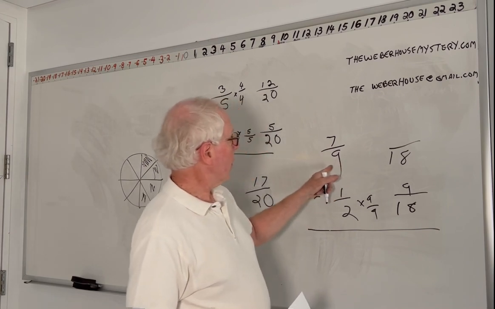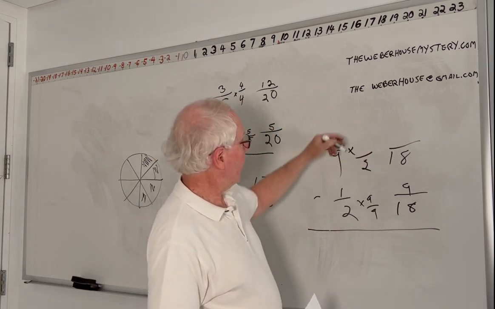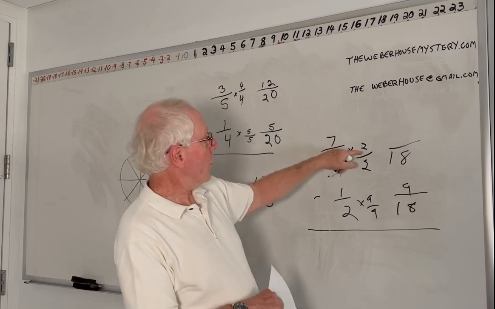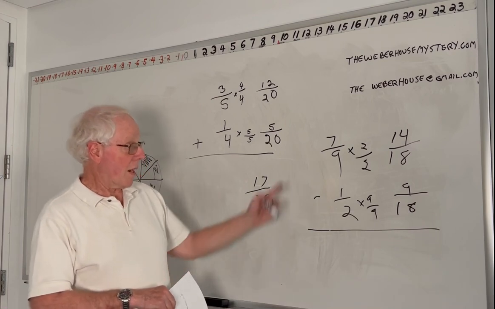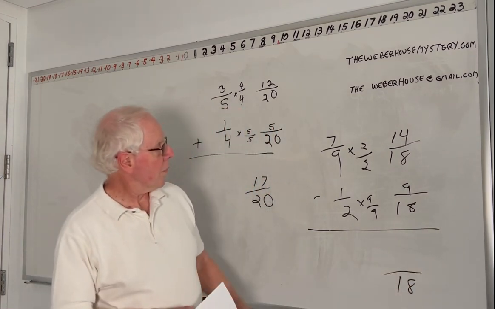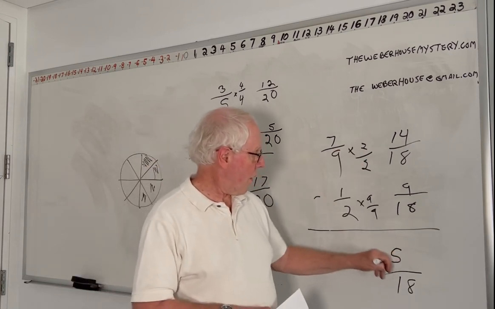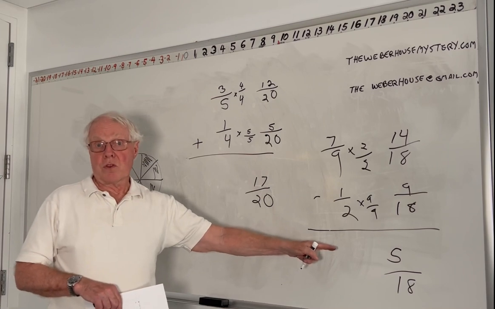Same thing down here. Multiply 9 by 2. That gives us 18. That tells us we're going to multiply the numerator by 2. We have 14/18. And now we can do our subtraction. Denominator is going to be 18. 14 minus 9 is 5. 5/18 is our answer. And again, it can't be reduced.